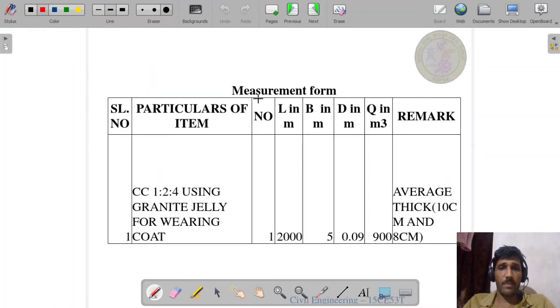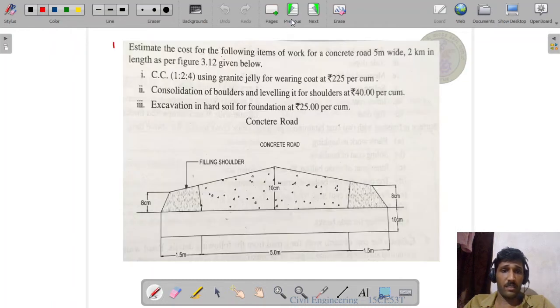This is the measurement form. Already you know the MB book: serial number, particulars of item, numbers, breadth in meter, depth in meter, quantity in meter cube, remark. Now the first item: CC 1:2:4 using granite jelly for wearing coat.